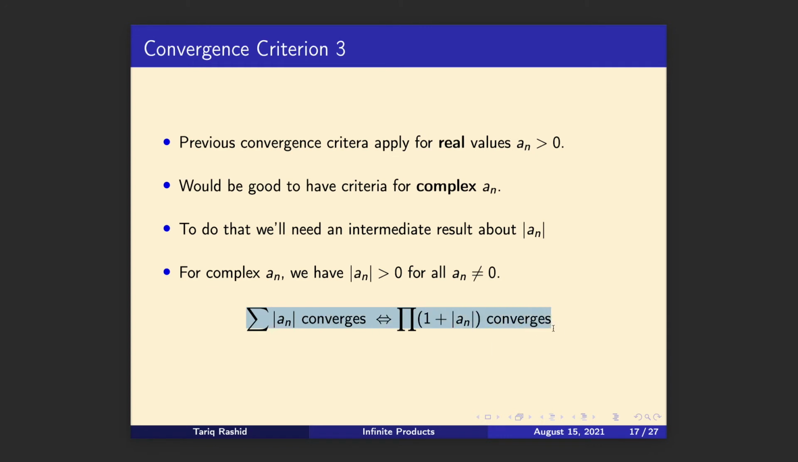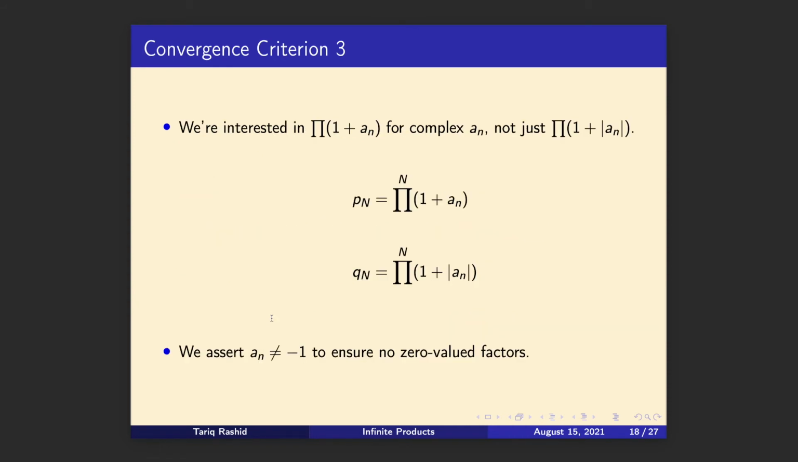This isn't particularly anything new. All it's saying is these terms are more than 0, and that's what happens when you take the absolute value, as long as they're not 0 themselves. So there's nothing magic there, just a little step. Just to clarify what we said, we're interested in the product of 1 plus an for complex an, not just where the absolute value, the magnitude, is taken of that complex number, but this will be useful in getting us there.